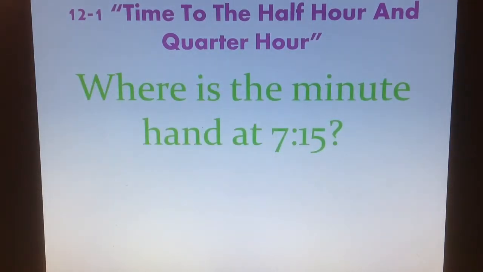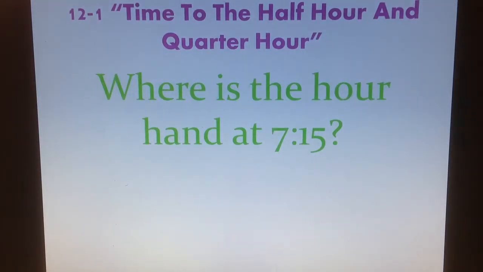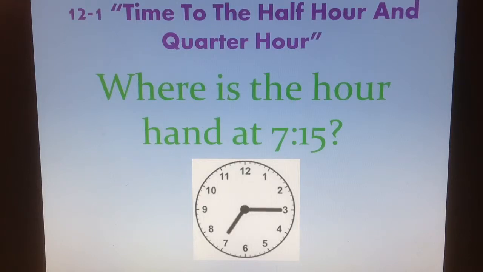Where is the minute hand at 7:15? Pause the video if you need to think about this and look at a clock. At 7:15, the minute hand is at the 3 because we're counting by fives when we count the minutes. Where's the hour hand at 7:15? It's just a tiny bit past the 7.